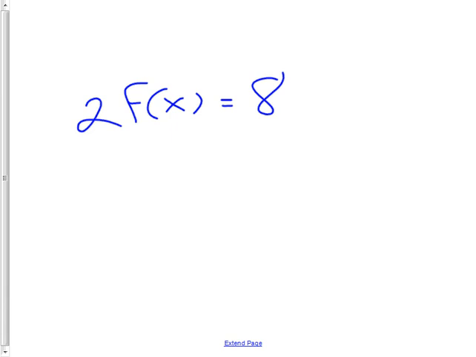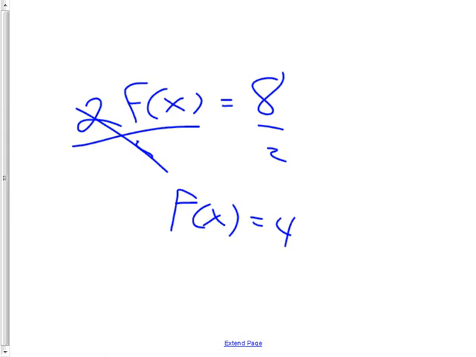Yes, you can think of that as a stretch, but just figure out what f of x is all by itself. But divide by 2 to start with, because that'll get this f of x alone, and f of x will equal 4. You get what I'm saying? Now what did I tell you? The y. And the y is what? 4.